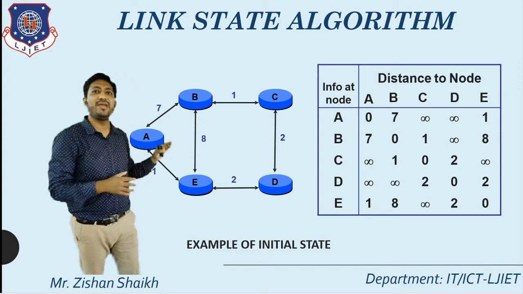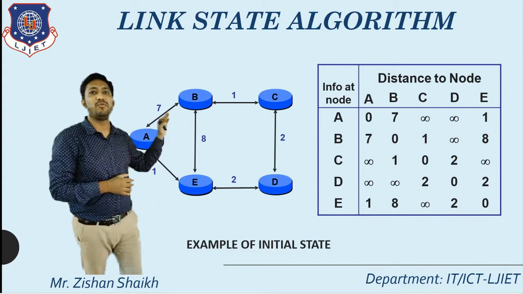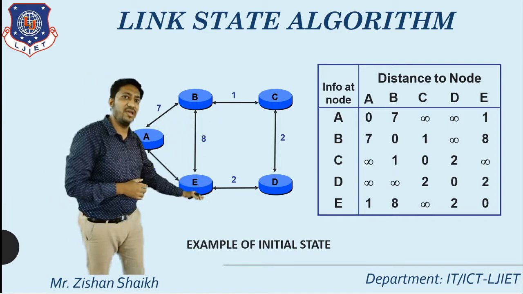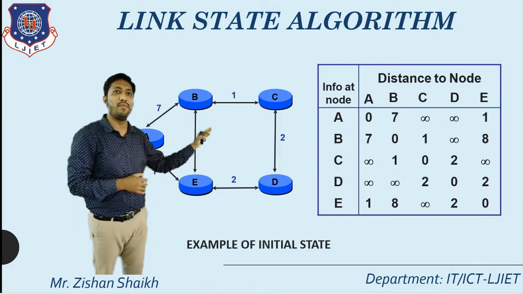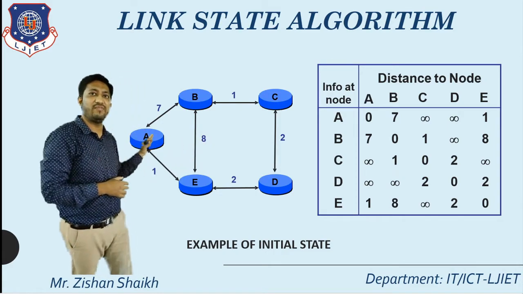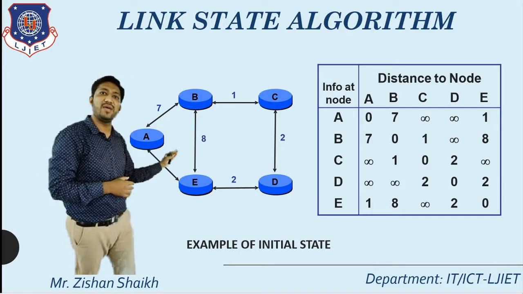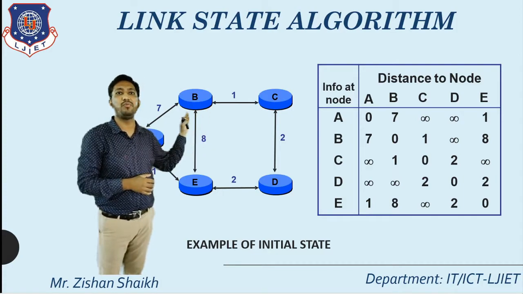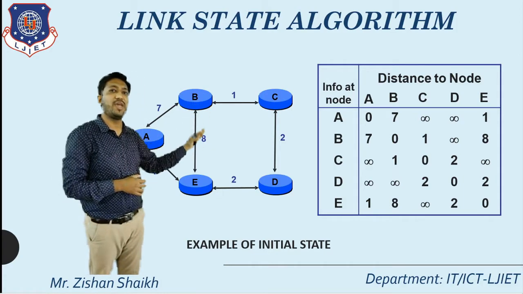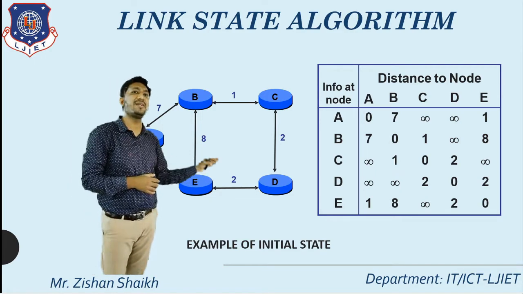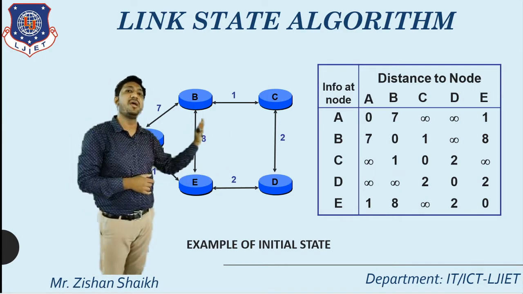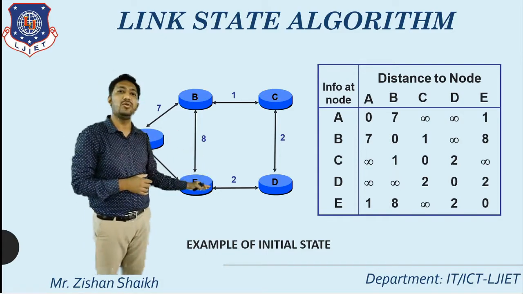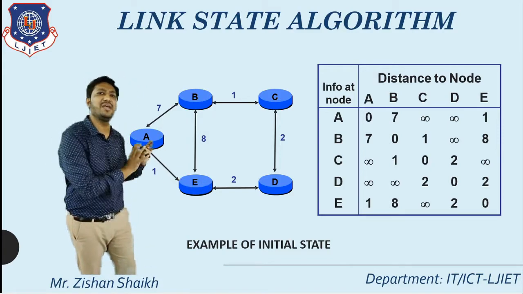The same way we can write for node B. From node B, how many nodes can I reach directly? A, C, and E. So you can see that from B to A, we can reach with value 7, yes. B to C, we can reach with value 8, yes. And from B to E, we can reach with value 1. From B to B is 0, but from B we cannot reach D directly. That's why the value is written as infinite. The same way we can write for node C, node D and node E. So this is the basic initial state.